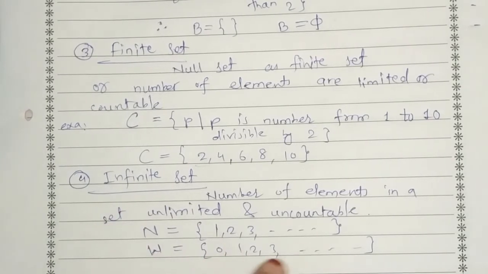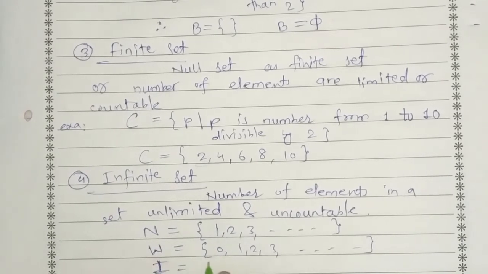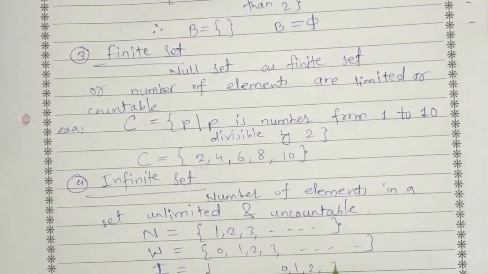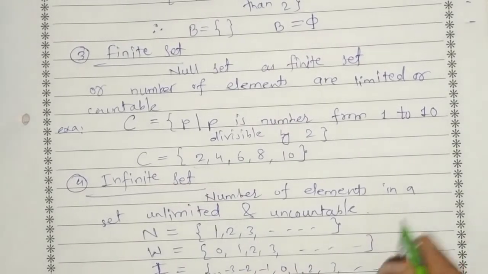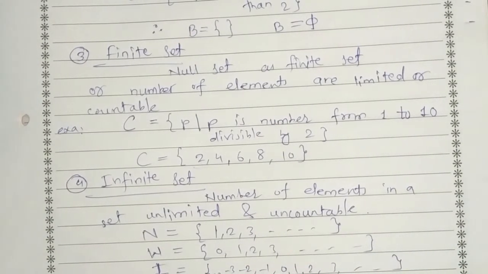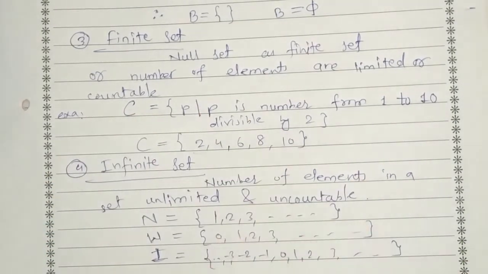And we know that all the natural numbers, whole numbers, all the integers, they are also infinite. Rational numbers, so these all are infinite sets. So in this way we have types of sets here.